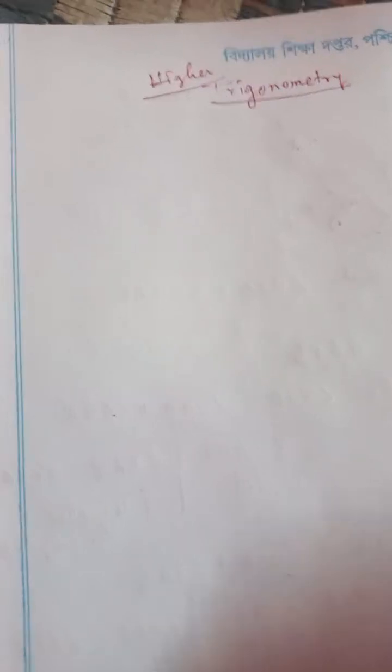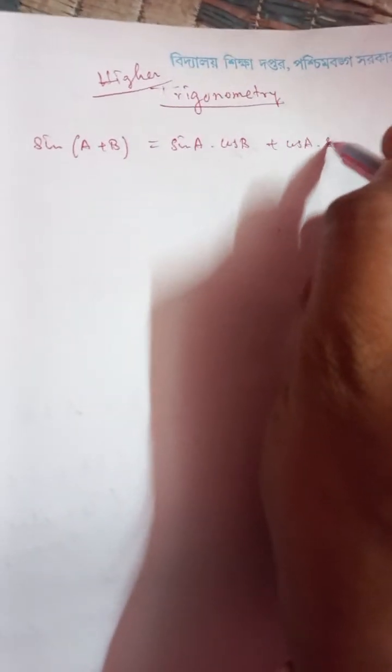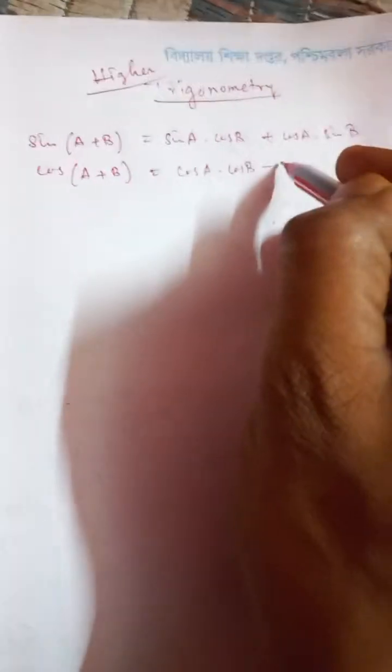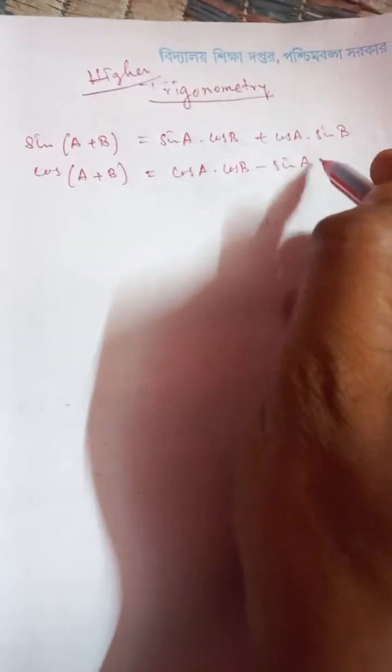So I have established in earlier videos that sine A plus B is equal to sine A cos B plus cos A multiplied by sine B, and cos A plus B, I will establish, will be cos A cos B minus sine A sine B.